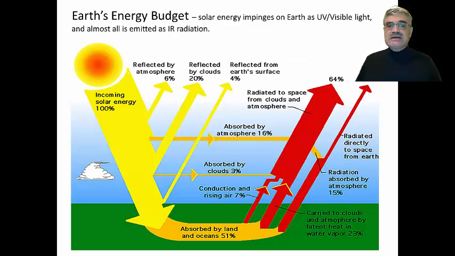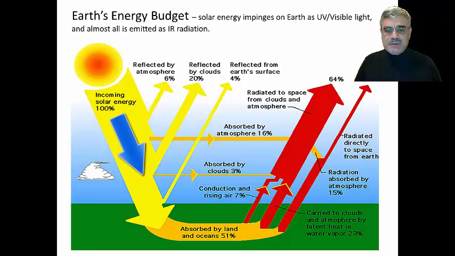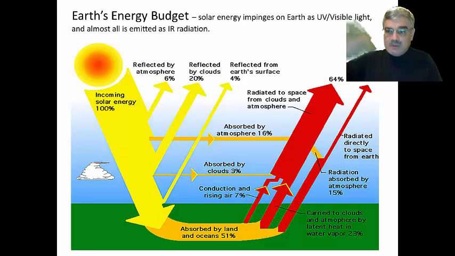Let's talk about the Earth's energy budget. Let's consider the solar energy that impinges upon planet Earth and what happens to this energy. In this diagram, if we consider 100% or all of the solar energy that impinges upon the Earth, what happens to this energy? It turns out that part of this energy is reflected immediately by the atmosphere and then reflected by clouds and then reflected by the Earth's surface, reflected as visible and ultraviolet light.